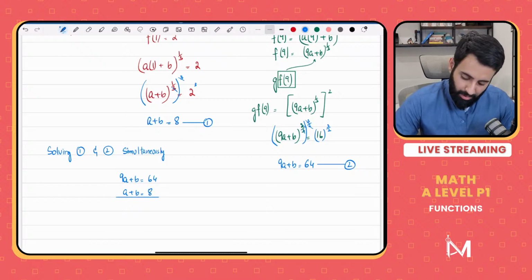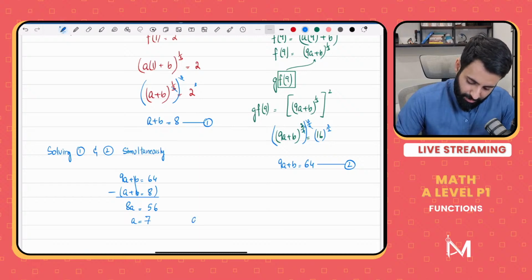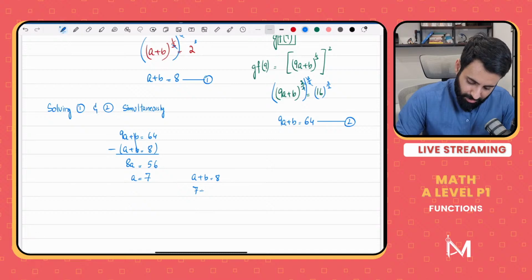Okay. Now, upon subtracting the two, we have 8a, which is equal to 56, meaning a is equal to 8 times 7, which is 56. And then you can find out the value of b. Plug in a in this equation. 7 plus b is equal to 8. That means b is equal to 1.